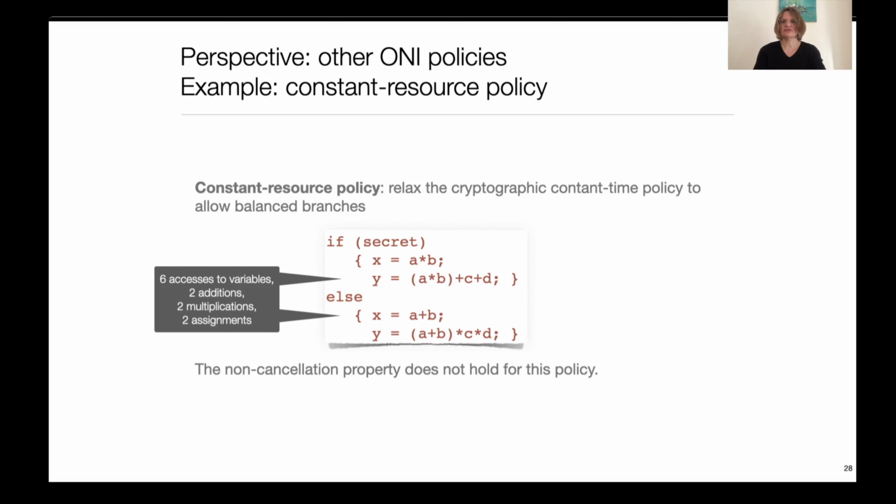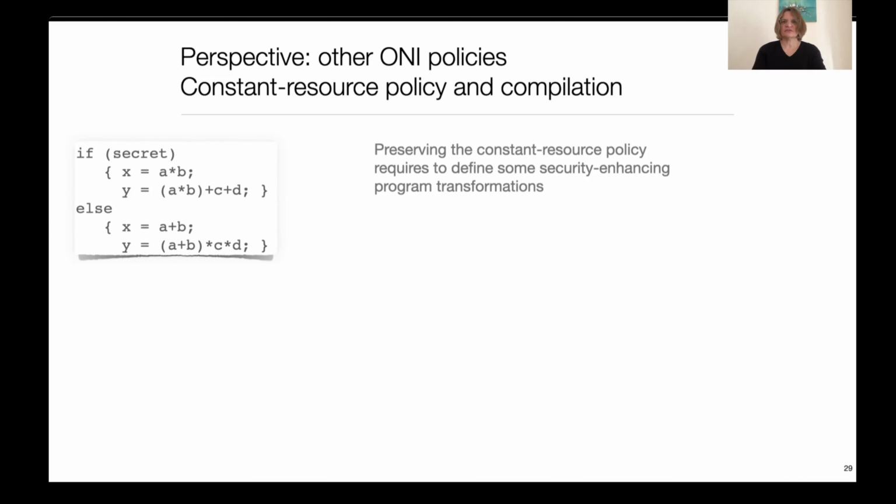So we would like to formalize this constant resource policy as we did for constant time and show that it is preserved through compilation. Contrary to the constant time policy, this would require adapting the compiler passes, as they may break the balance between branches when they reduce the resource consumption. So we would need to add some security enhancing passes that preserve the balance of a program.